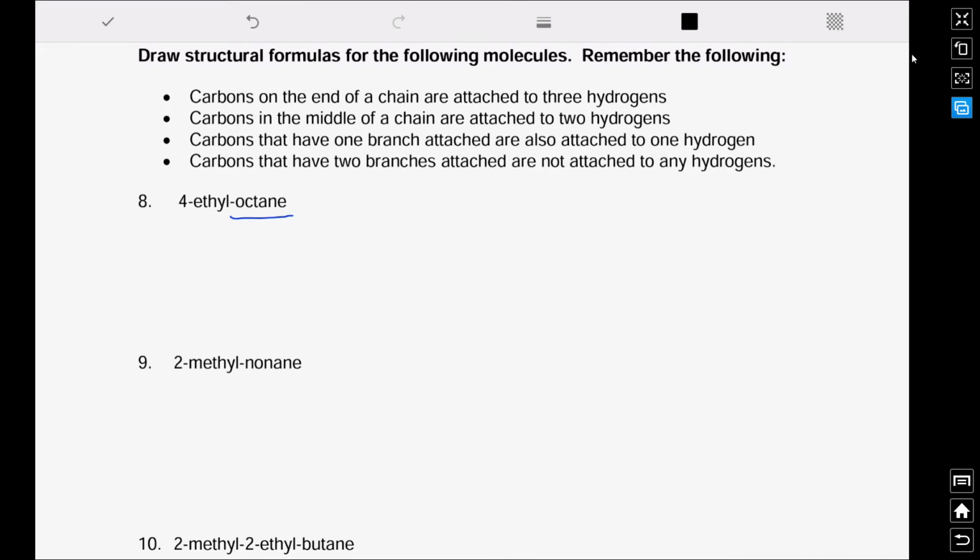So I'm going to use a line diagram. So 1, 2, 3, 4, 5, 6, 7, 8. Remembering that each of these points is a carbon. I'll write it in explicitly. And then we just number them. We want an ethyl group on the number 4. So 1, 2, 3, 4. So here we're going to have an ethyl group. The ethyl group is 2 carbons, so I'll go like that. There we go. That's what 4-ethyl octane would look like.